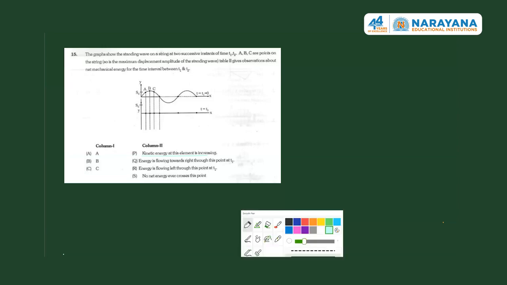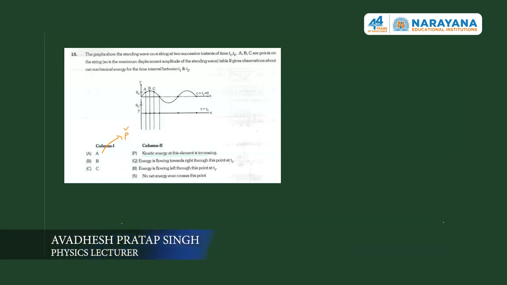So now we need to answer this problem. We understand that we are analyzing this problem from 0 to T/4, right? And he is talking about these three different cross sections, A, B, and C. First, a few points that we can directly answer. He is talking about cross section A. He says the kinetic energy of this element is increasing in the time interval between t1 and t2. There is no difficulty here, because it seems like this particle A is moving towards the mean position. So P seems to be correct.